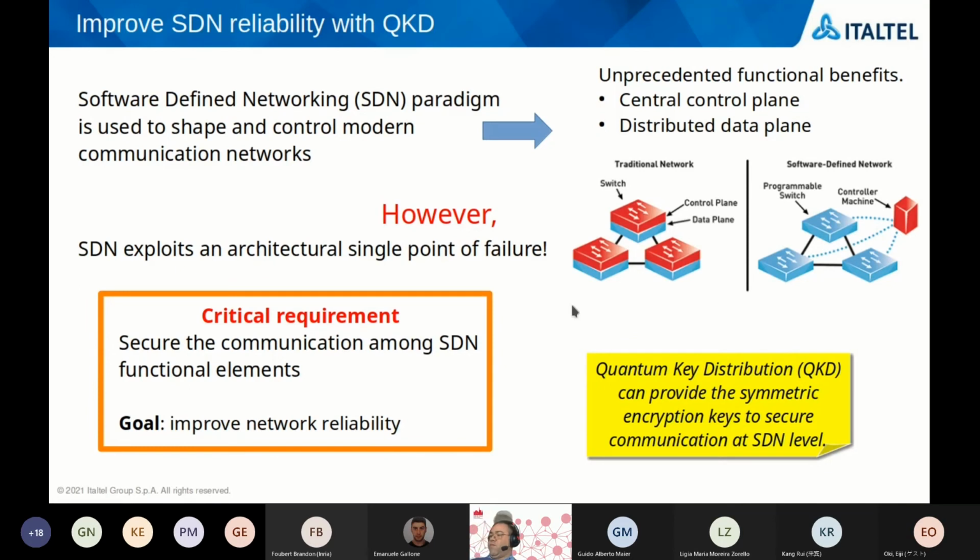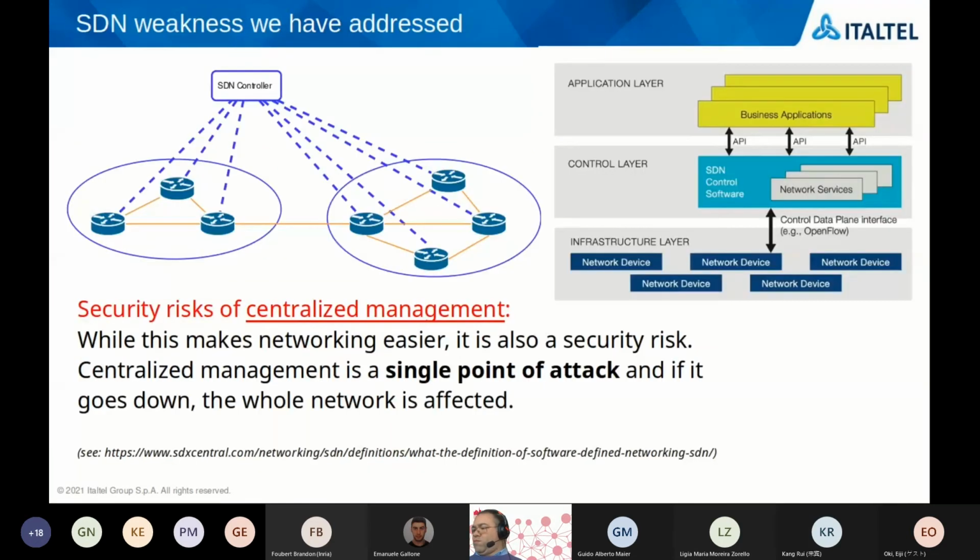So we have a critical requirement to secure the communication among SDN functional elements. A possible way of securing this communication is by using quantum key distribution for providing symmetric encryption keys. In this way, we can secure the links between the SDN controller and the agents. In other terms, the links represented as dotted lines in this diagram.